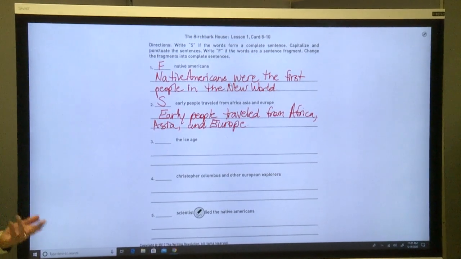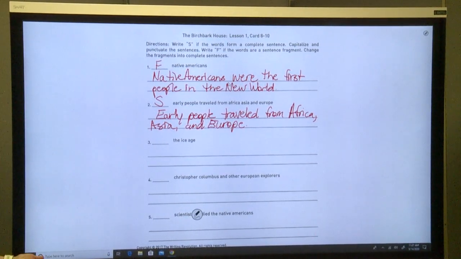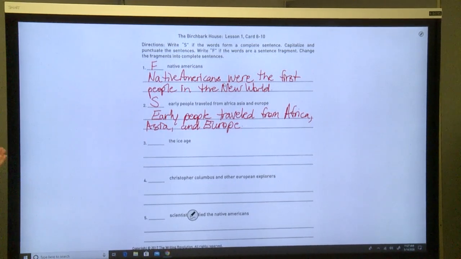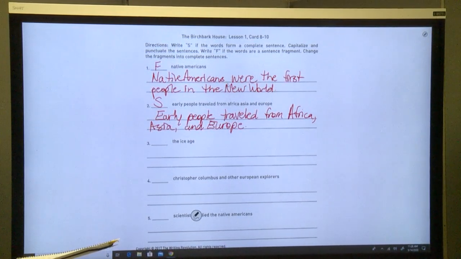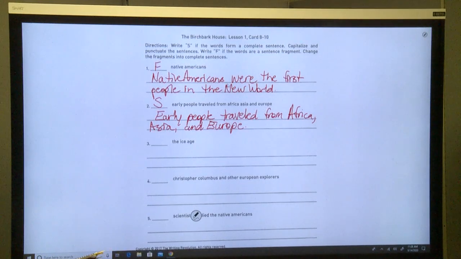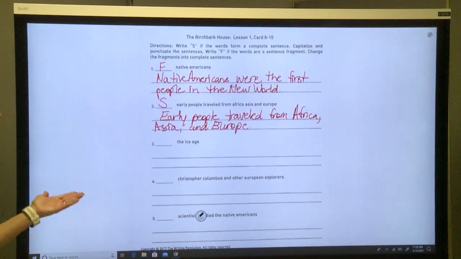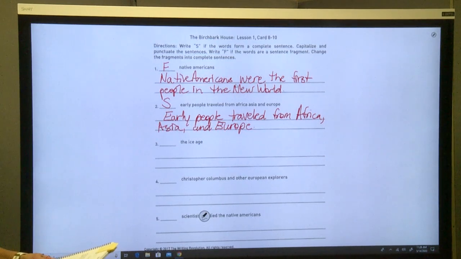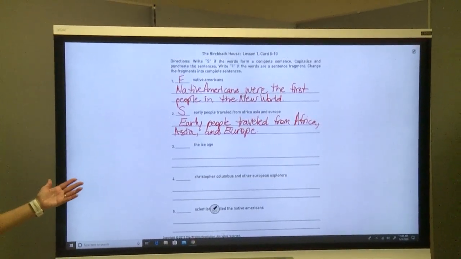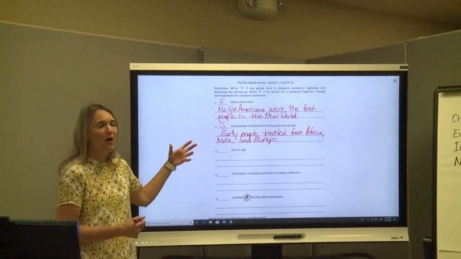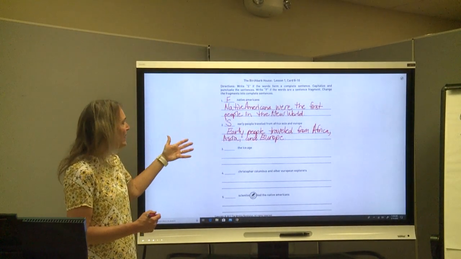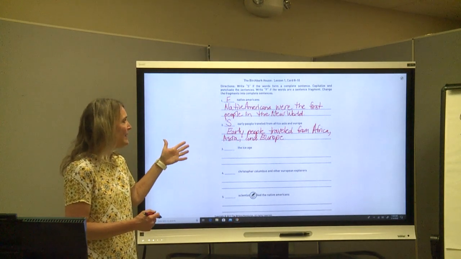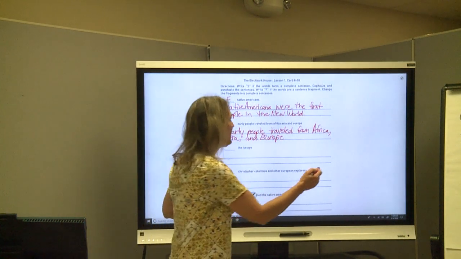Number 4, Christopher Columbus and other European explorers. Who, but what? We don't know, so we would have to add. Christopher Columbus and other European explorers traveled to the New World. Number 5 says scientists studied the Native Americans. That makes sense. Who and what? Scientists studied the Native Americans. We would simply rewrite that with capital letter and punctuation. So as we look at our TWR skills of sentences and fragments, we are also seeing that it ties into our main ideas and things that we're reading about right now, the first passage and story that we read.